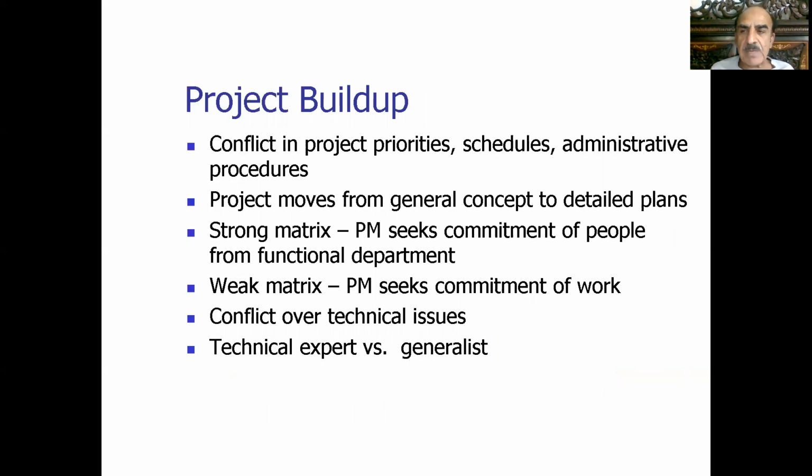When we go to the build-up stage, that is the planning initiation stage, we have decided the project's priority, which has been certainly defined. The structures are also to some extent defined. Then again, we have the priorities, schedule, and administrative procedures, from general concept to the detailed plans. So we have a strong matrix, where project management seeks commitment of people from the functional department. In a weak matrix, the prime project manager seeks commitment of work. There are conflicts with technical issues, technical expert versus generalist.